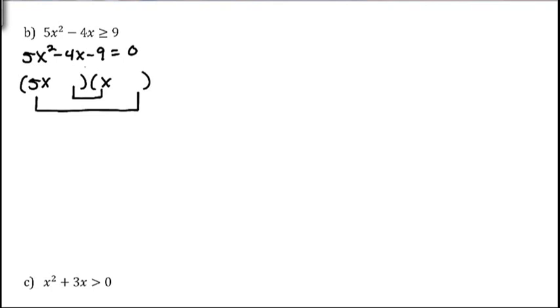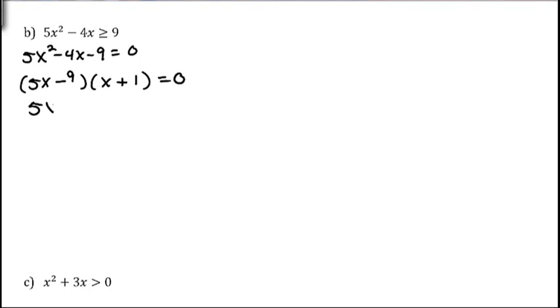So I want to end up with a 5 and a 9. So that means that I want to put a 9 here. That'll give me 9x. And then I want to put my 1 here. That's what I'm doing with FOIL. That'll give me 5x. And I want it to be negative 4x, so I want a negative 9x, which means that when I do this multiplication, I need it to be negative, so I should have a minus sign in between here. And when I do this multiplication, I want it to be positive, so this gets a plus sign. So now I get the term that I want in the middle. I also get the 5x squared that I need for my first term, and negative 9 times positive 9 gives me the negative 9 that I need for my constant. So that's equal to 0.